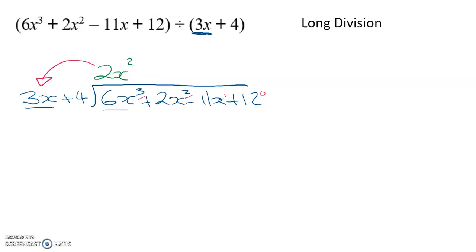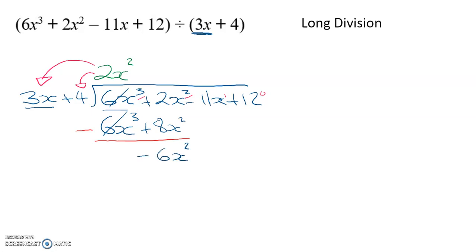We have to multiply the 2x squared by 3x and by the 4. So 2x squared times 3x is 6x cubed. Now you can see these two terms are the same thing, which is what we want. They end up cancelling. 2x squared times 4 is positive 8x squared. And we need to perform a subtraction. We do this every single time. So 2x squared minus 8x squared is negative 6x squared.